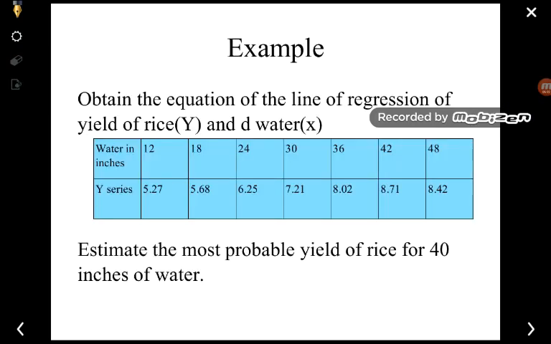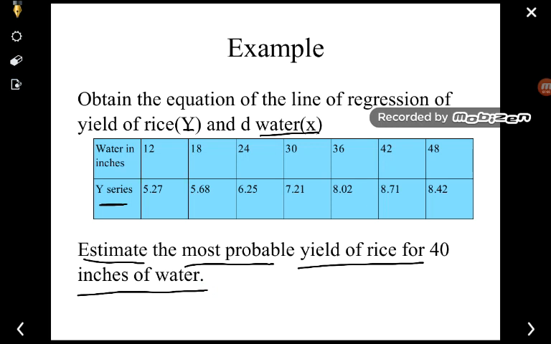Let us solve one example. Obtain the equation of the line of regression of the yield of rice, that is the y variable, and the water, that is the x variable. So both the variables are given over here. The x variable is water, and the y variable is the yield of rice. This is the example which is given to you. Now what you have to estimate is the most probable yield of rice for 40 inches of water.